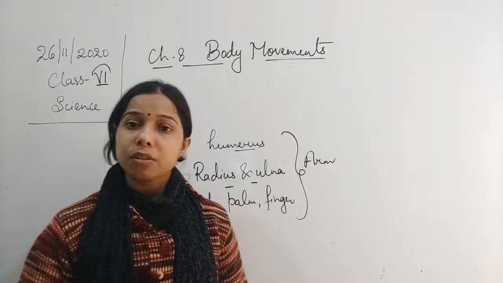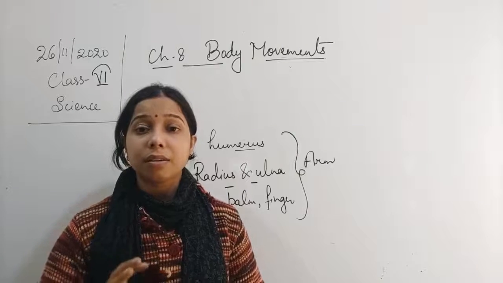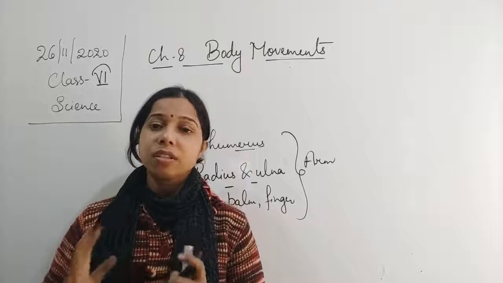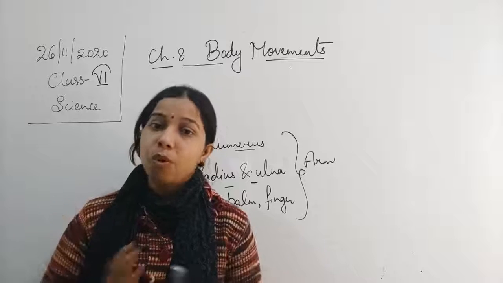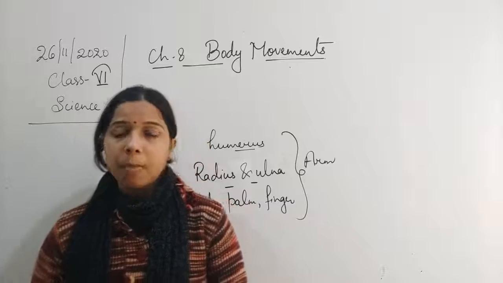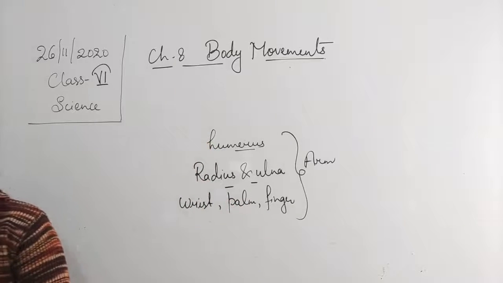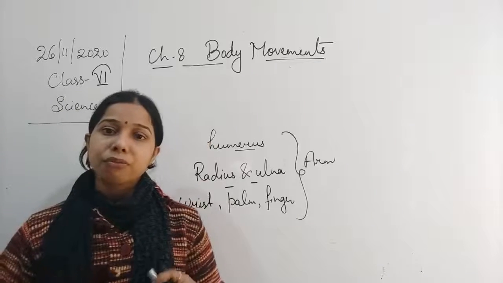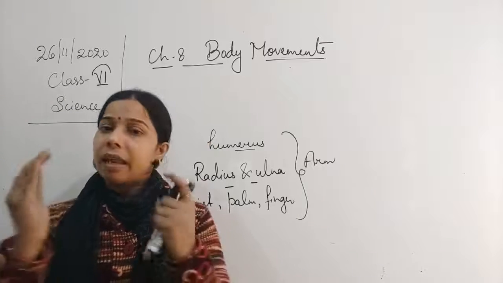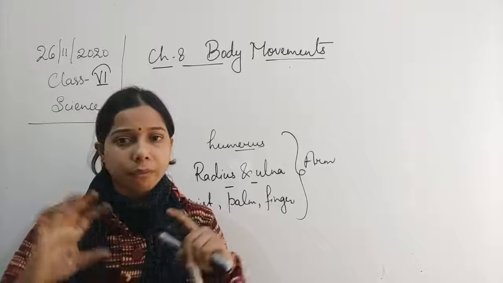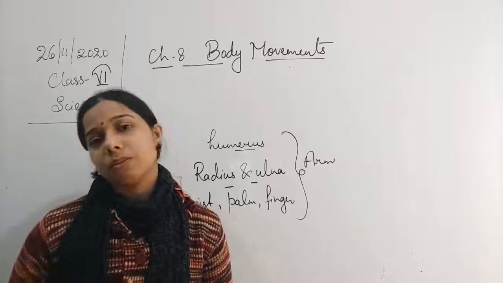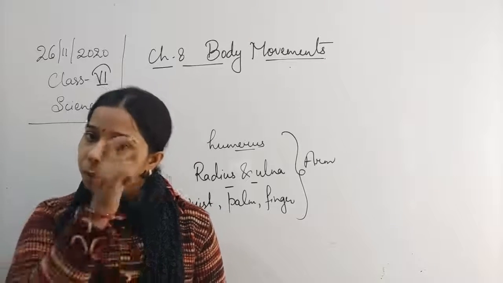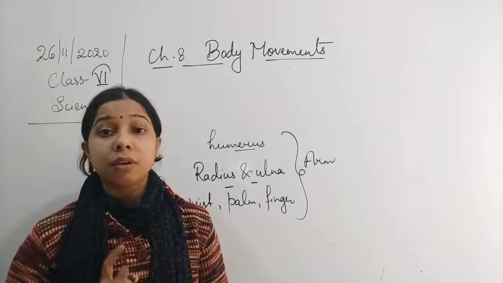Now we move further, students, and you see that there are the ribs also. The chest bones are known as the ribs. Since the ribs start from your backbone and go to the breastbone, they form a cage-like structure that is known as the rib cage. A bone is also there that is known as the breastbone.